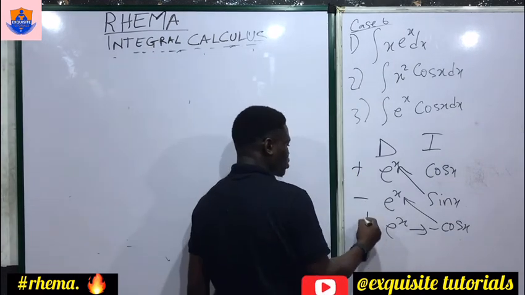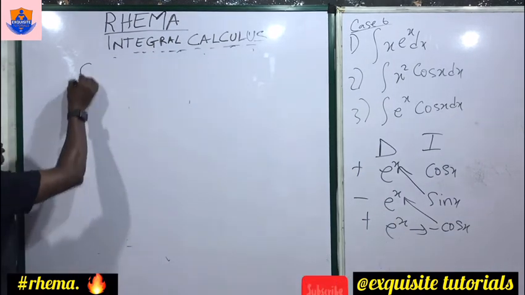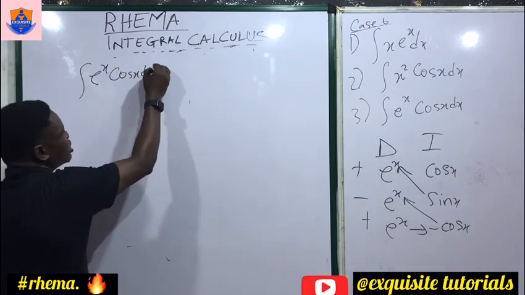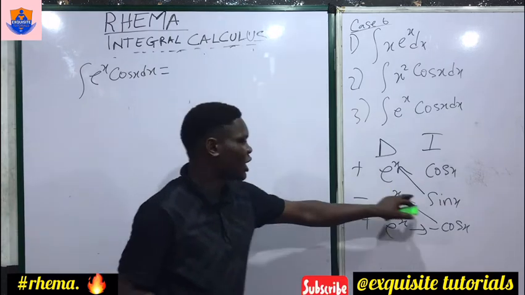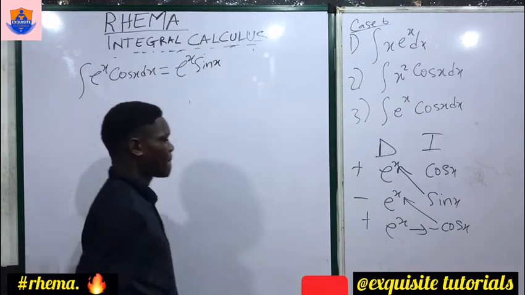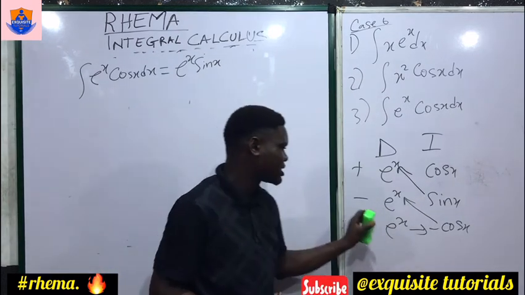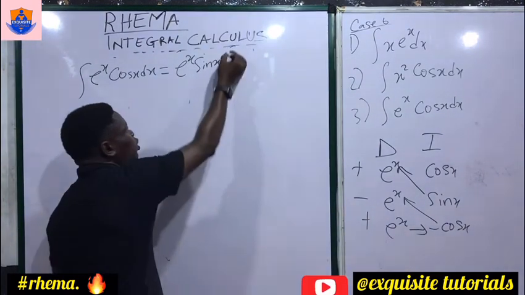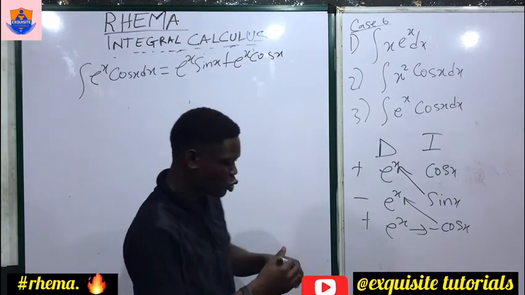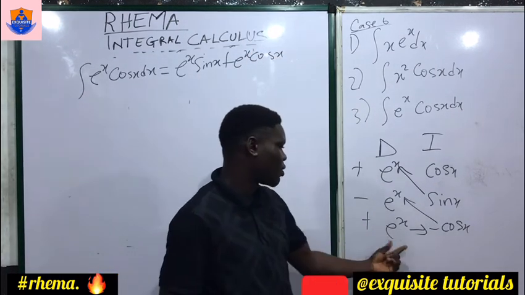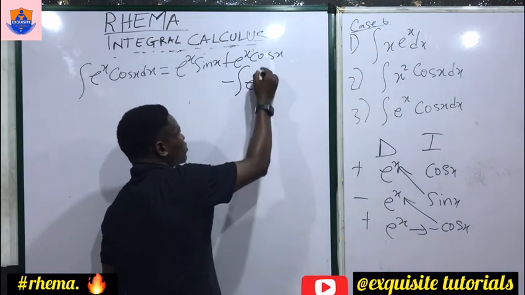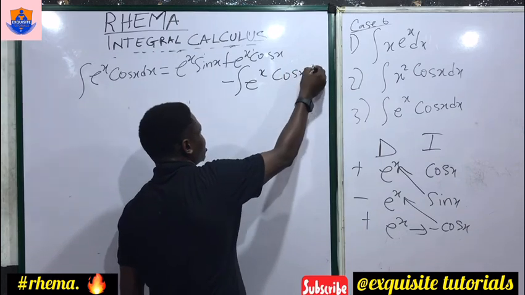Plus, minus, plus. So the original question, integral of exponential x cos x dx is equal to exponential x times sin x. Then we have minus cos x times minus exponential x, which becomes plus exponential x cos x. Then the last part, I told you it has to be integral. Plus times minus. We have minus integral of exponential x cos x dx.